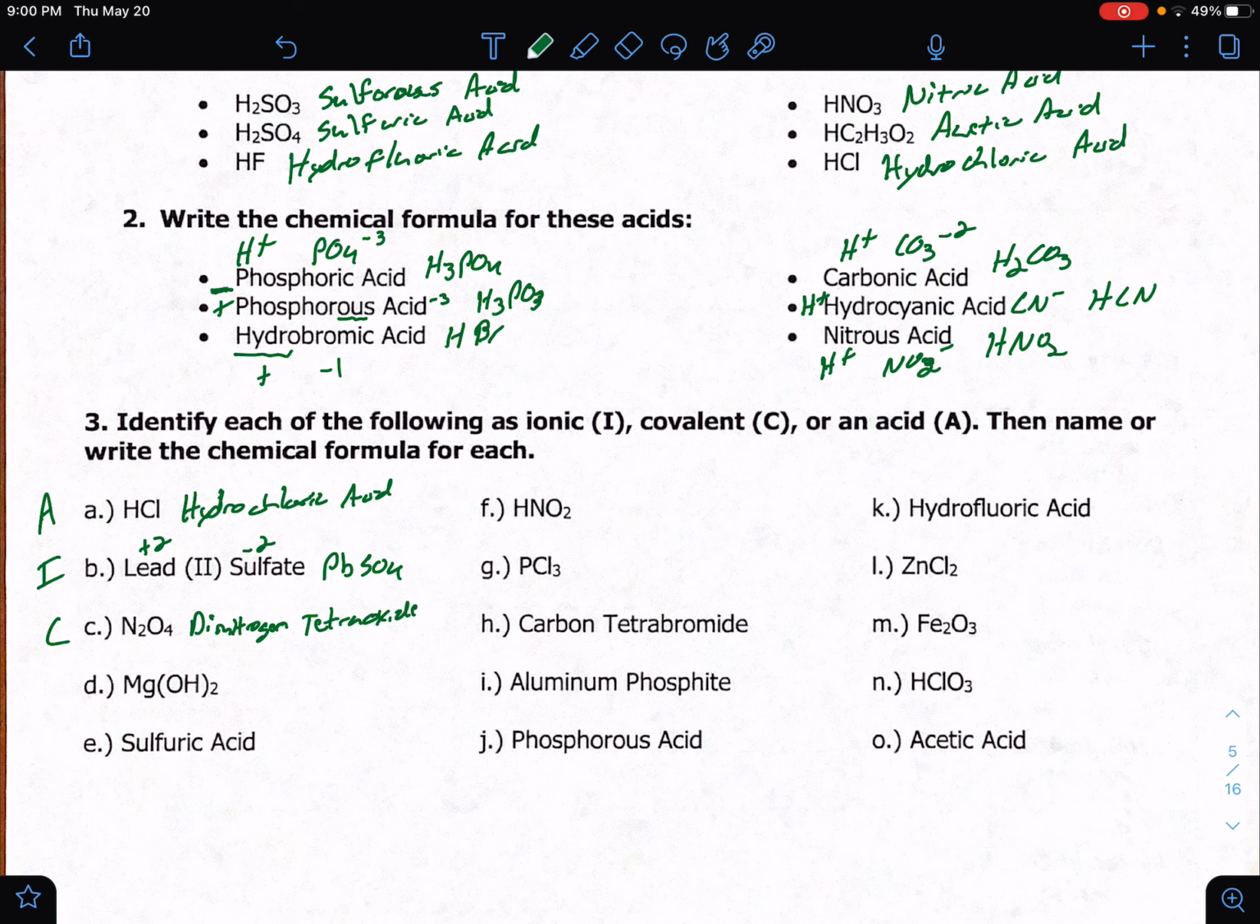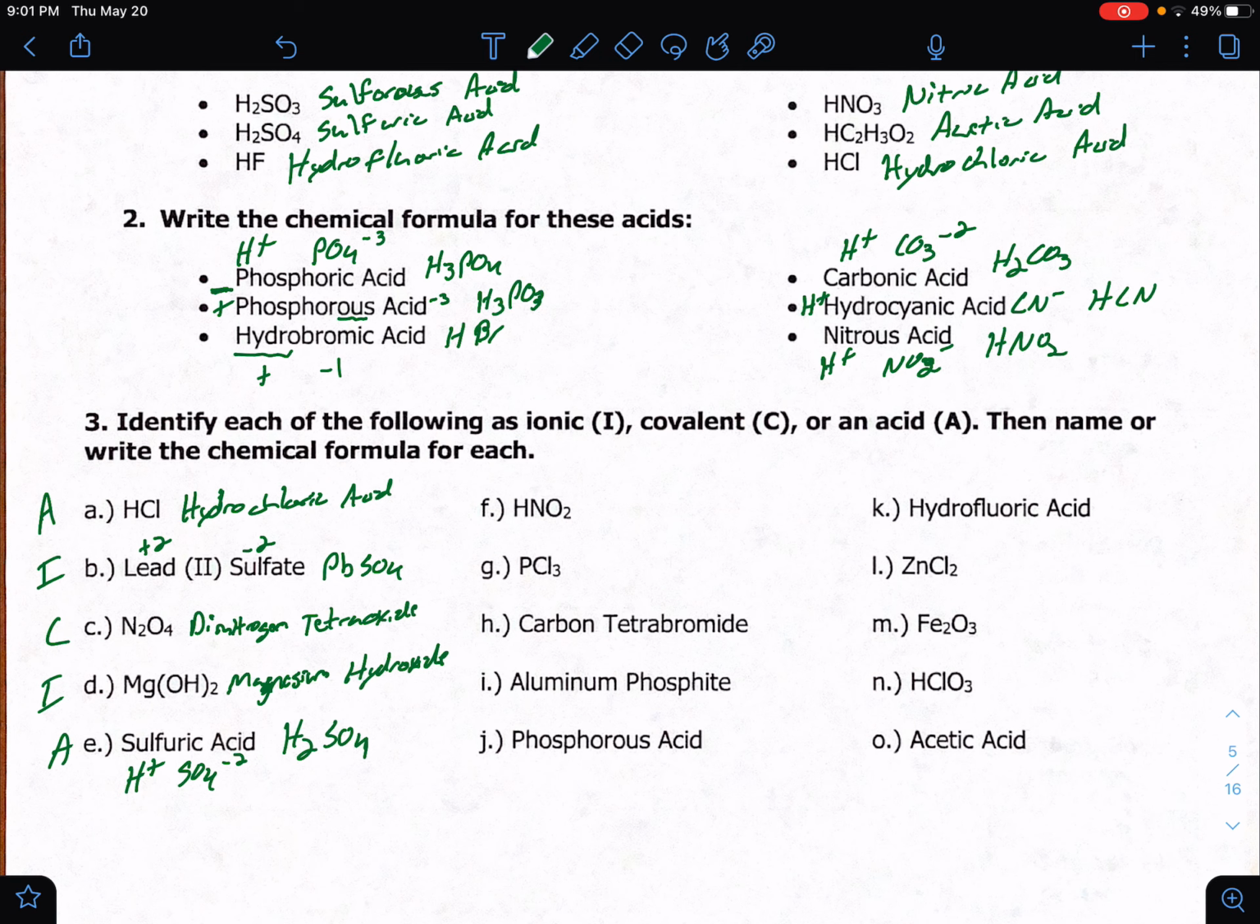Okay, magnesium, so Mg is a metal. Hydroxide is a polyatomic, so this makes this ionic. So this would be just magnesium hydroxide. Okay, sulfuric acid. So we know this is definitely an acid. So acids always start with an H. I don't see hydro, so that means we're doing the polyatomic. So sulfuric means sulfate. So SO4 with a -2. So the correct formula would be H2SO4.